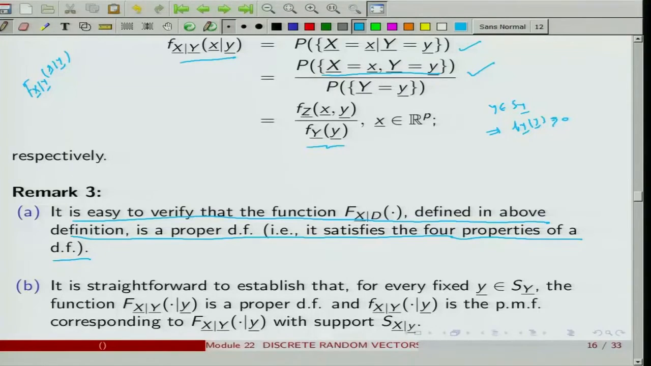Then the second part of the remark: it is straightforward to establish that for every fixed y belonging to S_Y, the function F_{X|Y}(· | y) is a proper distribution function. In fact, this is contained in the previous statement, because once you show this, this clearly follows. One can also show that this conditional probability mass function is the probability mass function corresponding to this conditional distribution function. It is a straightforward exercise.